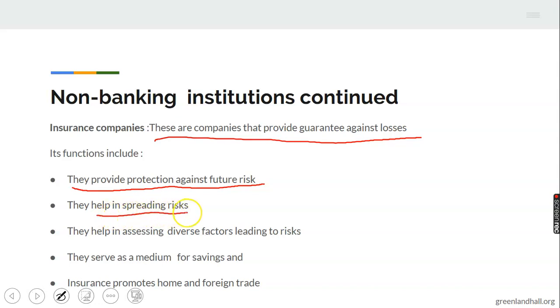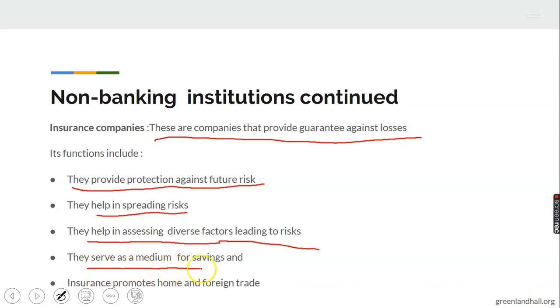2. They help in spreading risk. So instead of an individual bearing the cost of a risk that happens, that type of risk is eventually spread across a large number of people. Then insurance also helps in assessing diverse factors leading to risk. So they help to identify the likely factors that may lead to some risk happening.